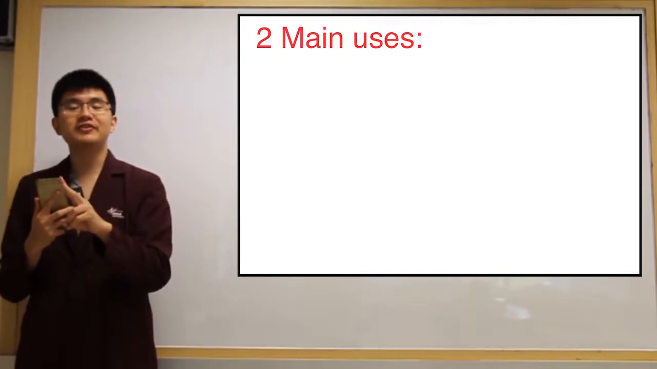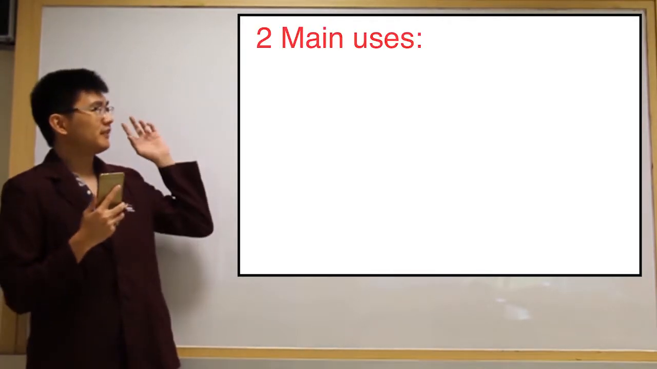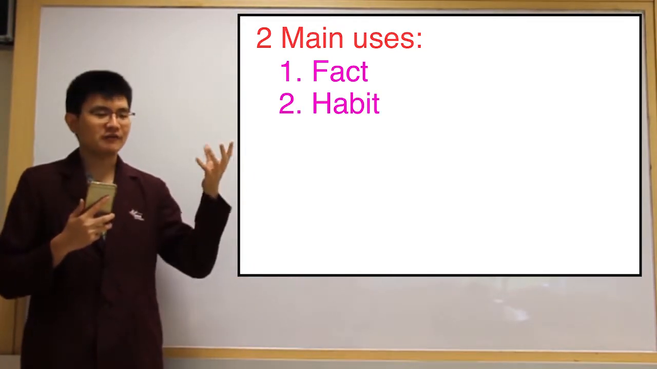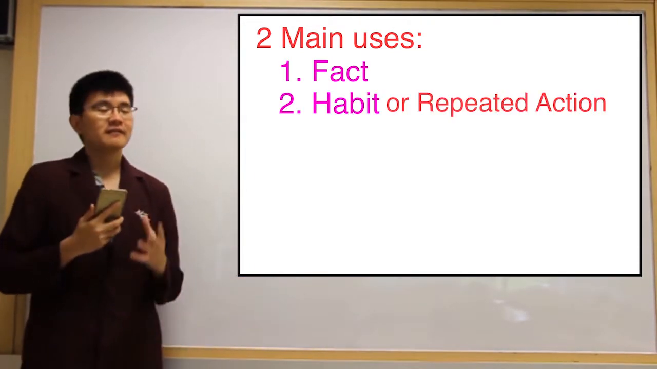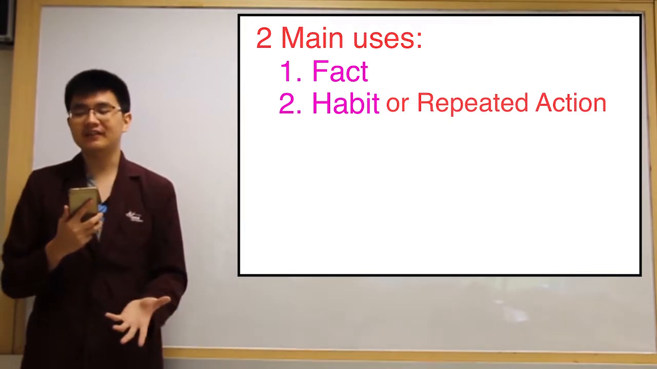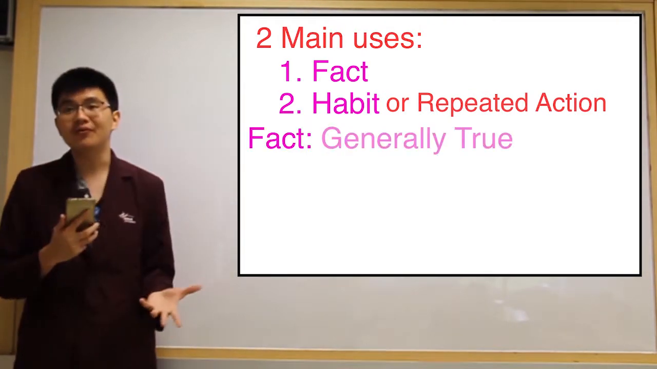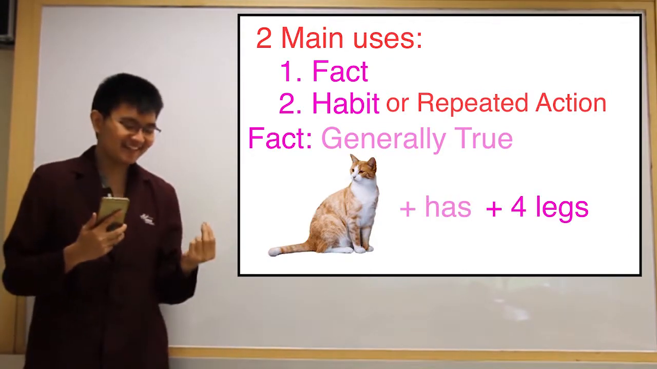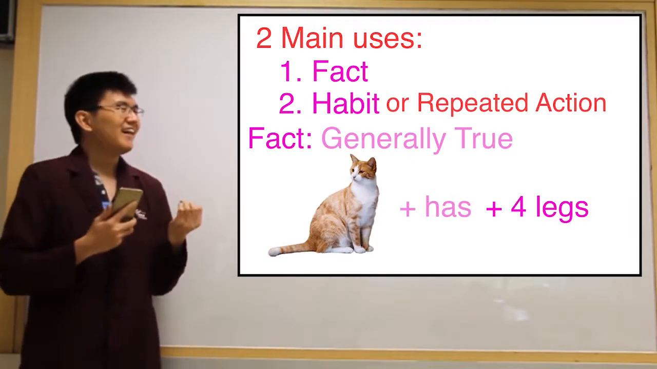So there are two main uses of simple present tense, which are facts and also habits, or you can say repeated action. So first, facts is usually generally true. So for example, cat has 4 legs. So that's what it means by facts.